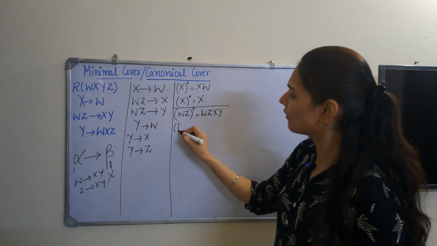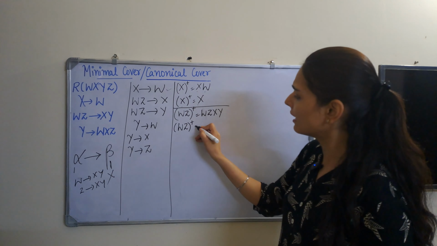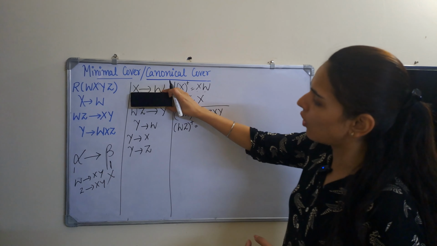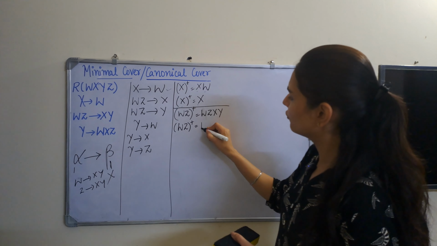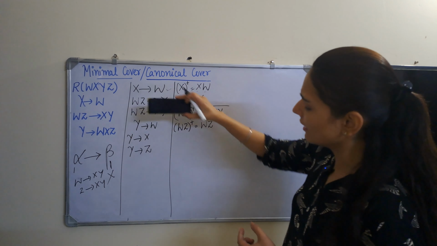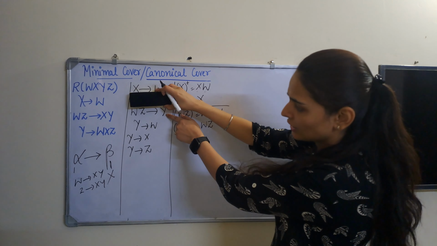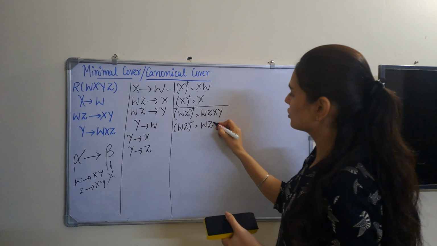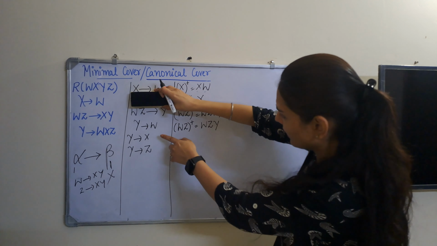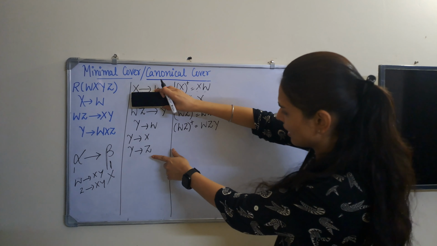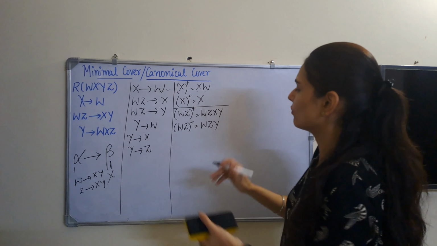Again we have to find out the closure of wz, but this time we will not consider this functional dependency. Let's try to find it out. So what do we get? We get wz. Then what do we get from this functional dependency? We get y. So now we'll write y over here. Anything else? With y we get w, that we already have, z we already have, x we will have to consider.